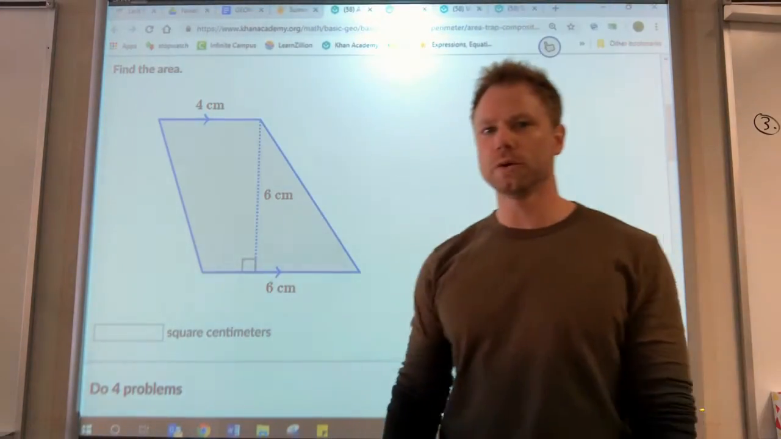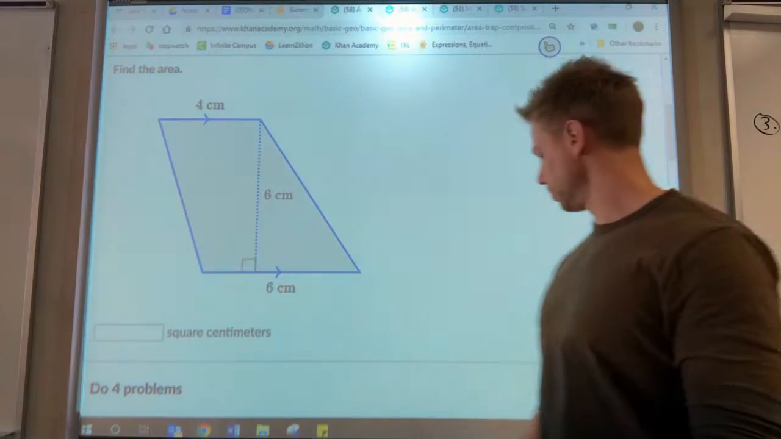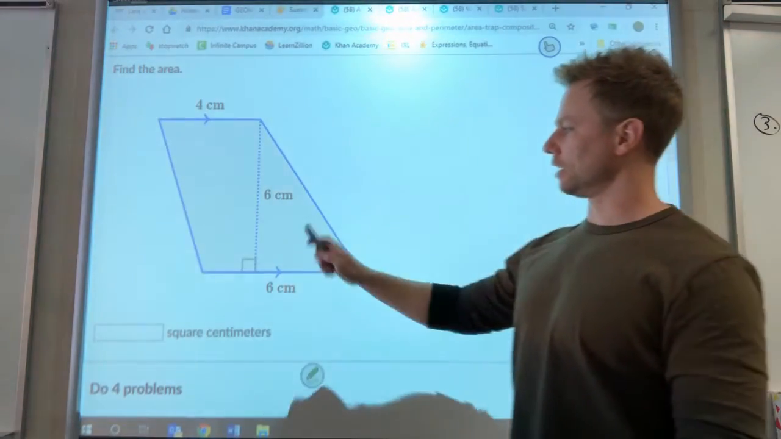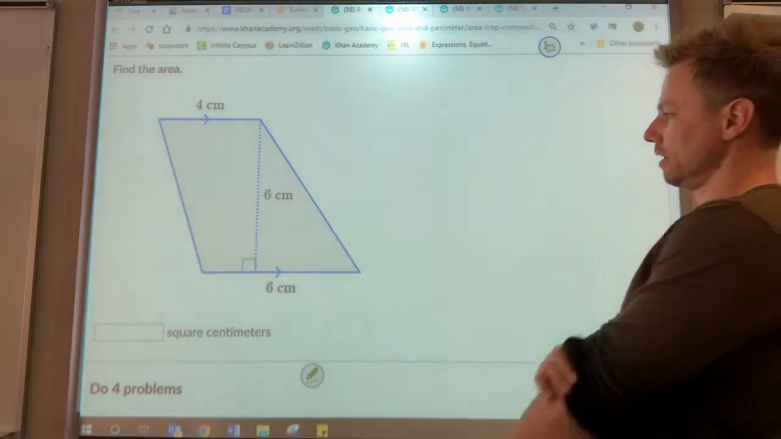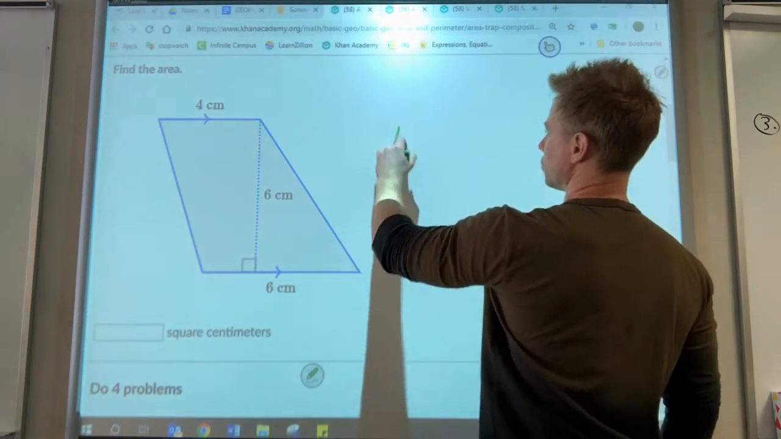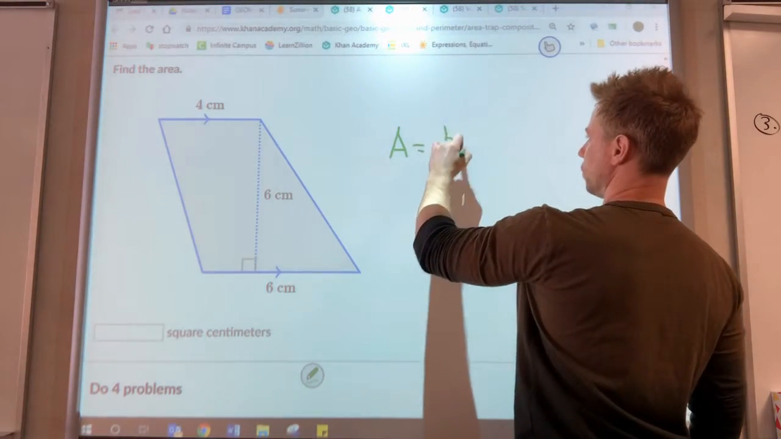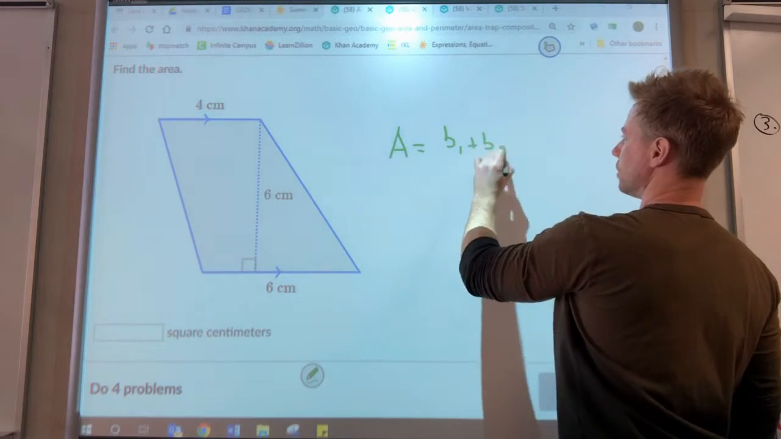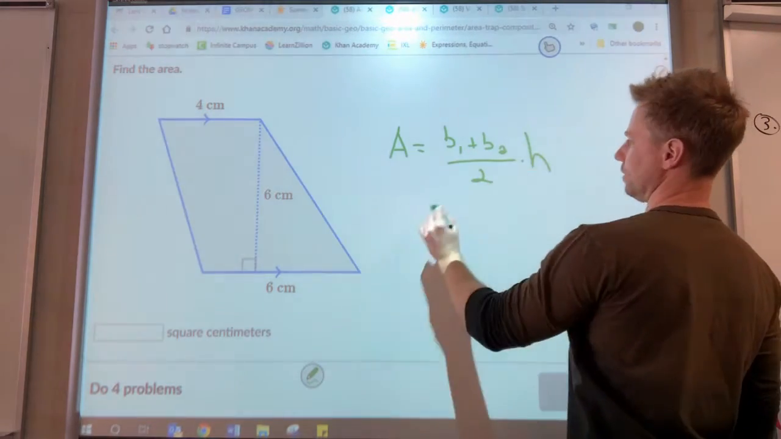Objective 2, practice for angles, triangles, and prisms. First thing we have here is a trapezoid we need to find the area of. Now remember, area of a trapezoid is base 1 plus base 2 divided by 2 times the height.